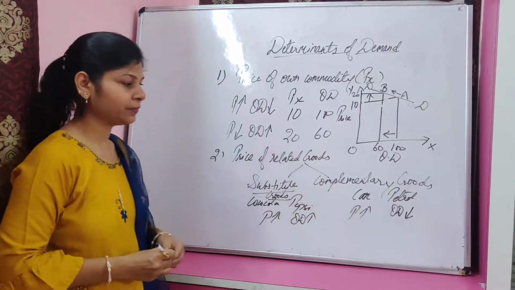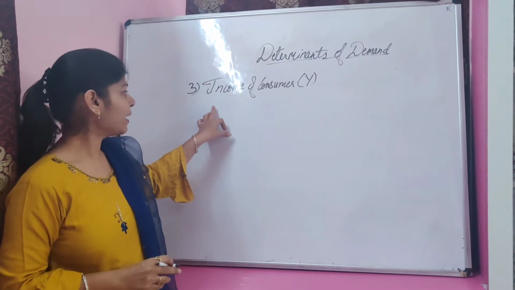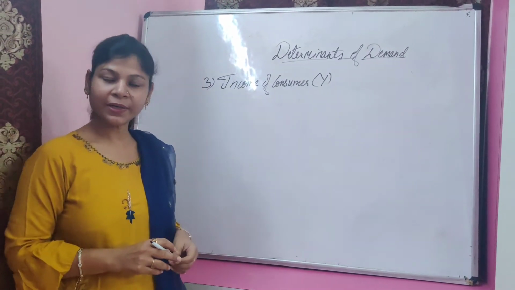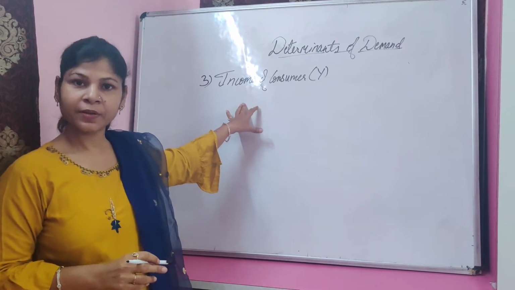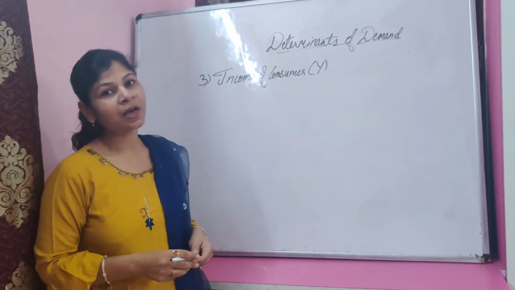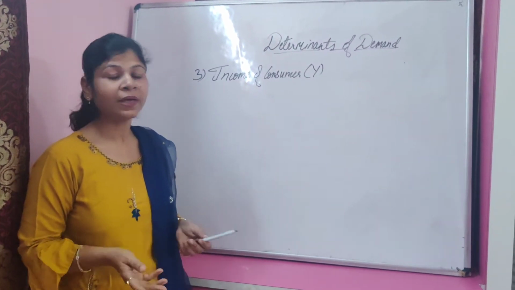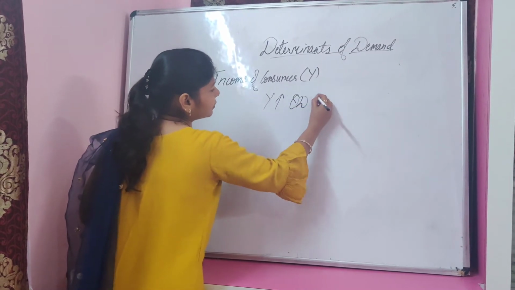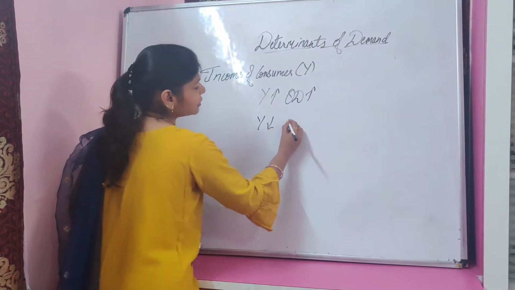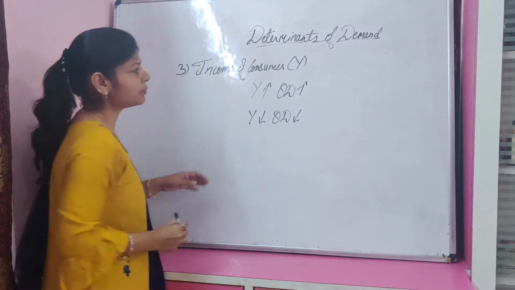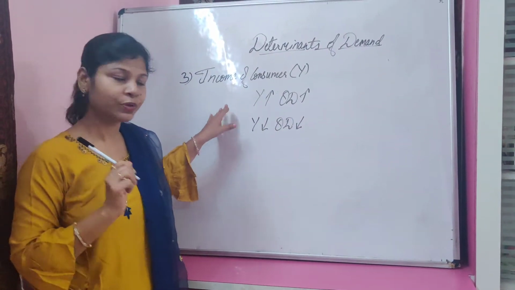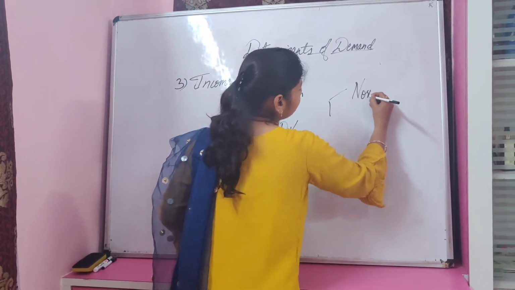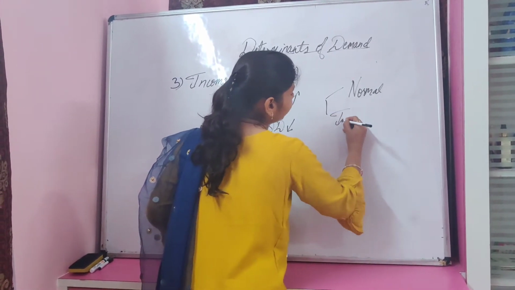Third determinant of demand is income of the consumer, which we denote by Y. Income of the consumer and quantity demanded have a direct relationship. Simply, when income increases, consumers are now in a better position to buy more commodities than before. Therefore, when income increases, quantity demanded also increases. When income decreases, quantity demanded also decreases. But here we divide goods into two types. Normally goods are of two types. One is your normal goods and one is your inferior goods.